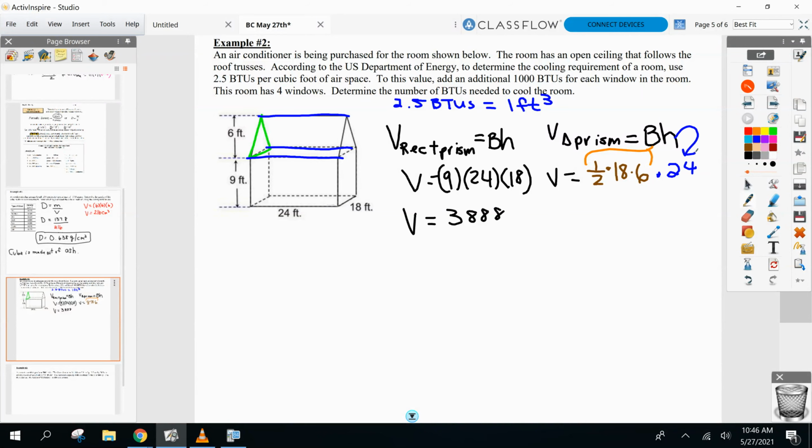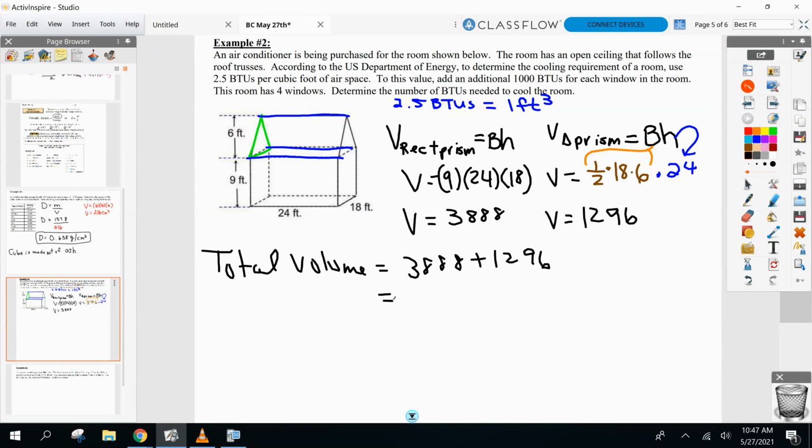Any issues getting there? Where is that there? 1,296. All right, so we got both prisms done. Yes! Total volume now. What's the volume of this room? Get my 3,888. Add that bad boy to 1,296. This room's got a volume of 5,184 cubic feet. Halfway home, right? Halfway home. Now figure out how many BTUs I need.